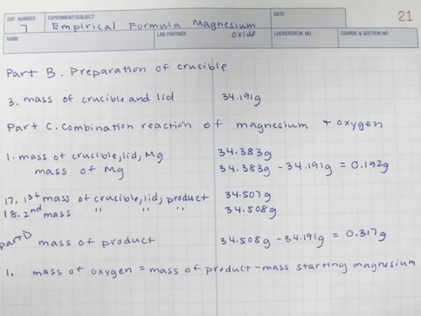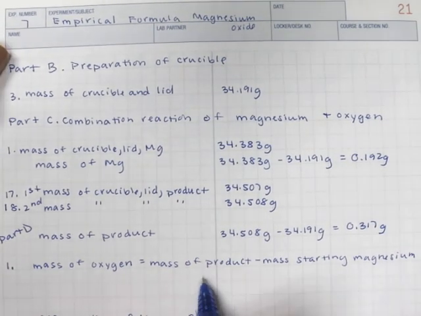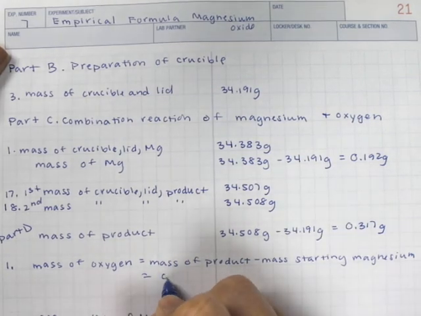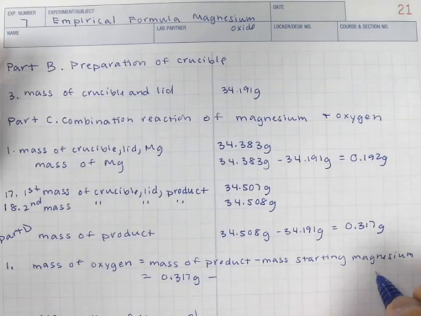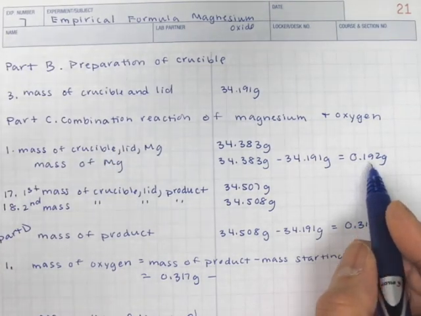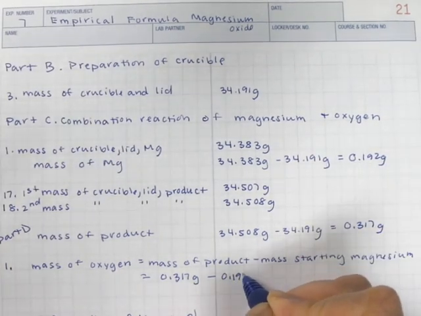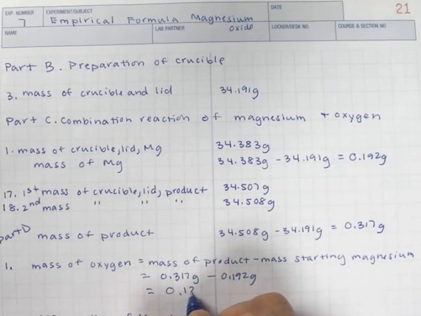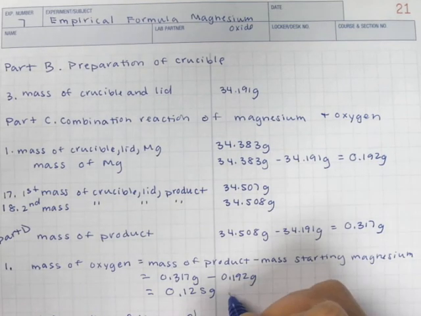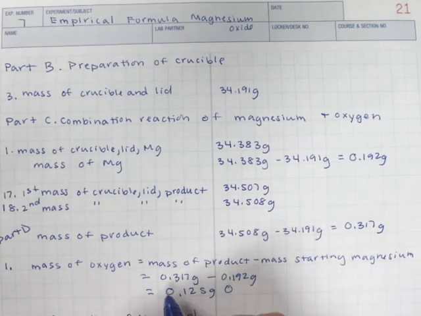So to determine the mass of oxygen, you're going to take the mass of the product, which was 0.317 grams, and then subtract the starting mass of magnesium, which was 0.192 grams. And that should give you 0.125 grams of oxygen.